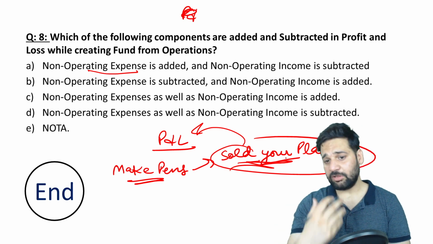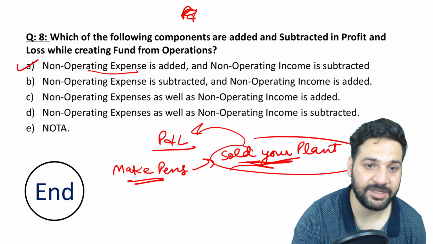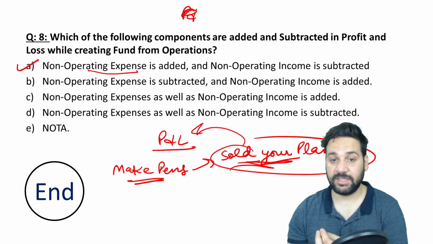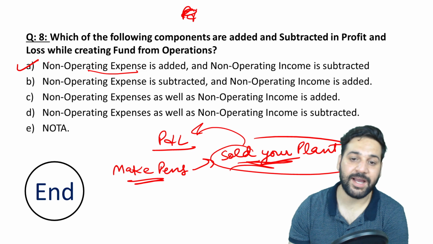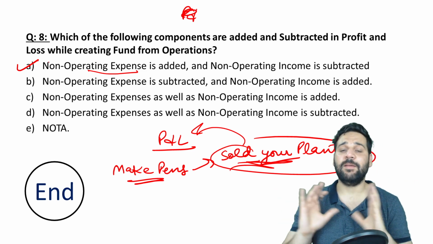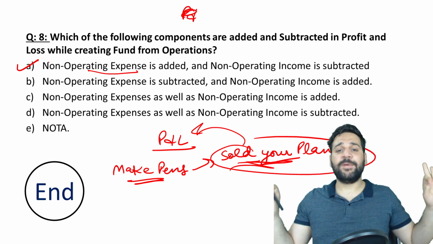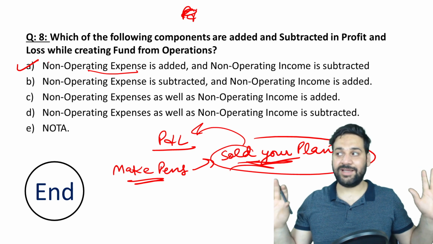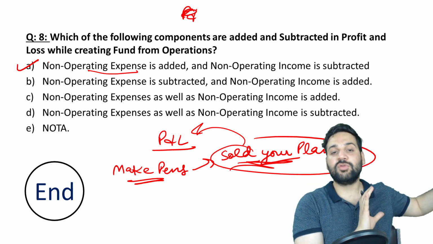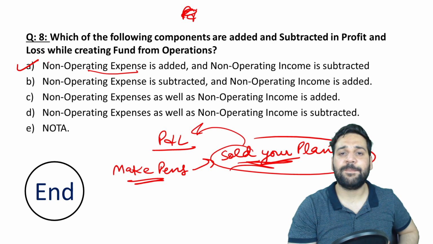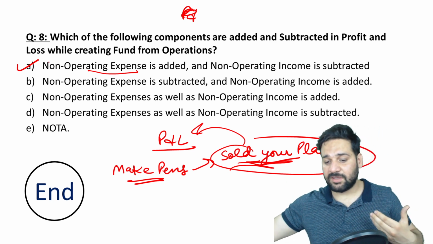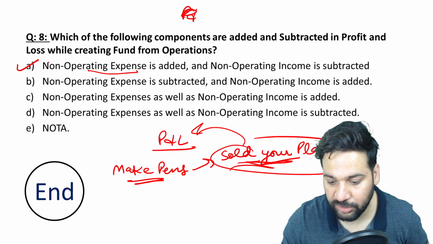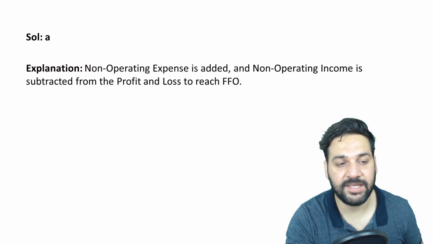All those incomes and expenses are deducted. Income is subtracted and expenses added back, so as to remove the impact of non-operating activities, right? The activities which are not directly related to the business that we do. If we are producing pens and we are selling the land, obviously selling and purchasing the land is not part of our business, and we need to remove it. Okay, A is the answer.